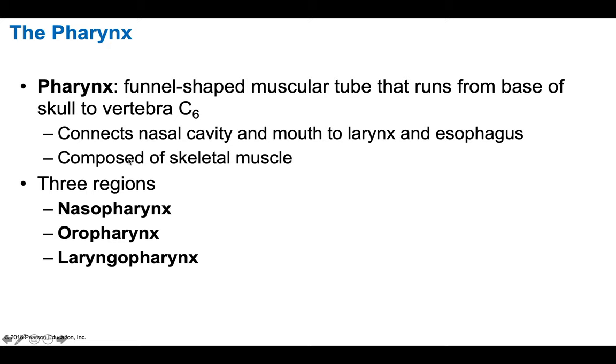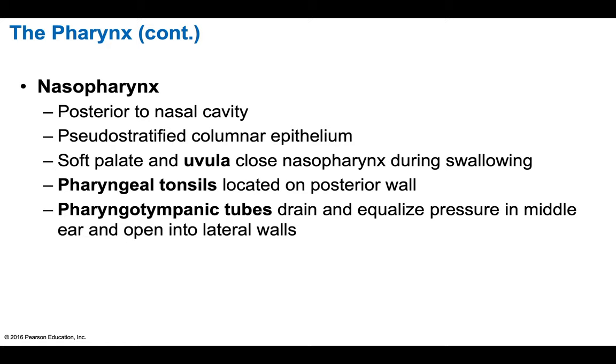From superior to inferior, the pharynx gets divided into three regions. We have the nasopharynx, the oropharynx, and finally, the laryngopharynx. The nasopharynx is posterior to the nasal cavity, inferior to the sphenoid bone, and superior to the level of the soft palate. Because it lies above the point where food enters the body, it serves only as an air passageway. The nasopharynx is continuous with the nasal cavity through the posterior nasal apertures.